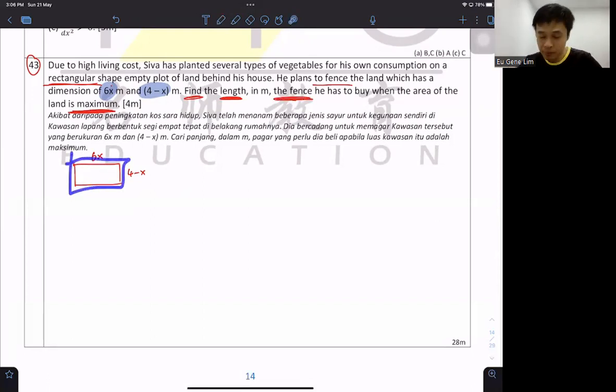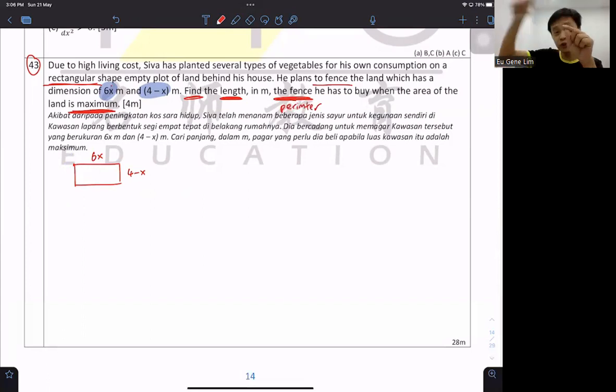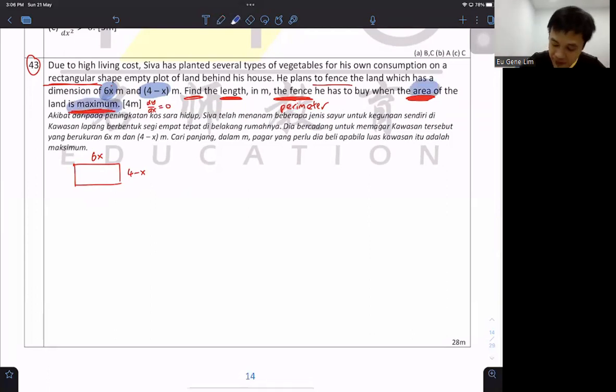So meaning find what? Meaning find the perimeter. Understand? You fence the rectangle, so the fence is actually the perimeter. So they actually ask you to find the perimeter, the length of the fence. Find the length of the fence when the area is maximum. You see the word maximum? Maximum means dy dx equals 0, right? So you see the keyword here is area maximum.